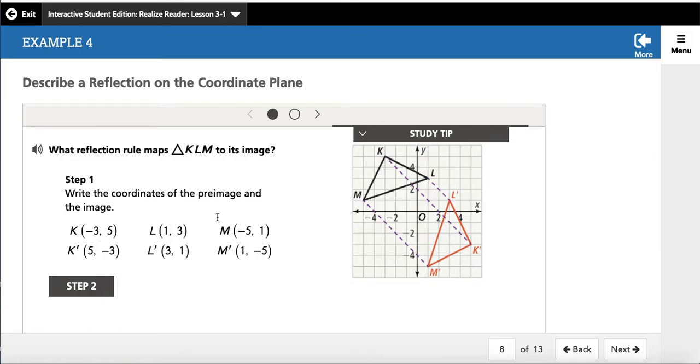That's the first thing you want to do: write the coordinates. In fact, you don't even need the diagram once you have the coordinates if you are asked to find the reflection rule. I'll explain that later.